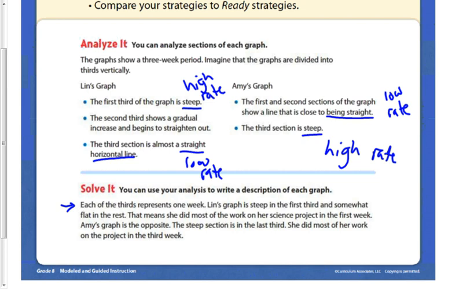Lynn's graph is steep in the first third and somewhat flat in the rest. That means that she did most of her work on her science project in the first week. Amy's graph is the opposite. The steep section is in the last third. She did most of her work of the project in the third week.